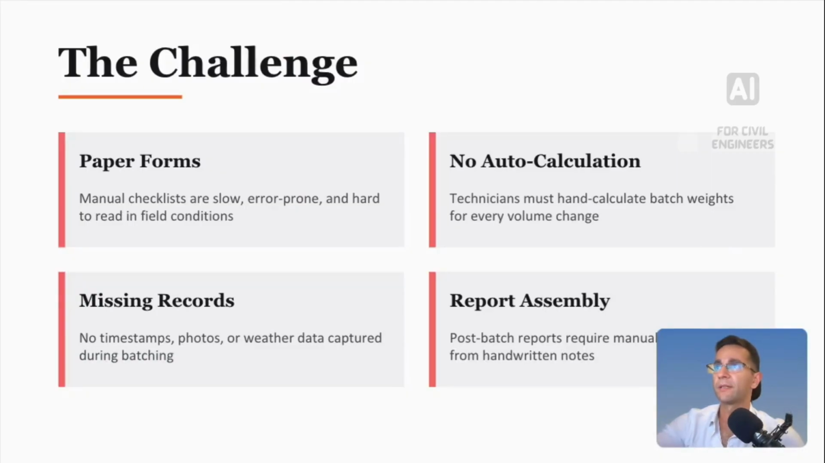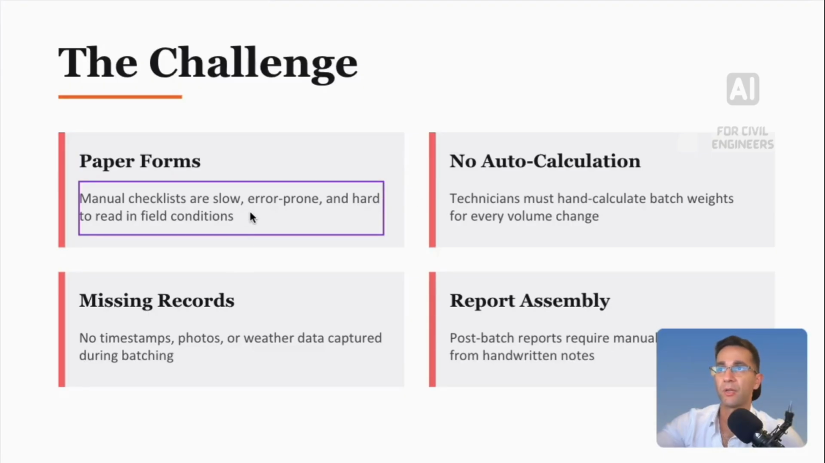Here, basically the challenge is the paper form. We are trying to change the paper form into a digital form on a smartphone. Nowadays, everybody has one in their pocket. Manual checklists are slow, error prone, and hard to read in field conditions, especially when you're dealing with night shifts and a lot of dust and a lot of noise out there. So the information may not transfer correctly and accurately.